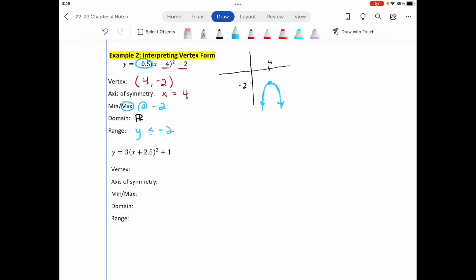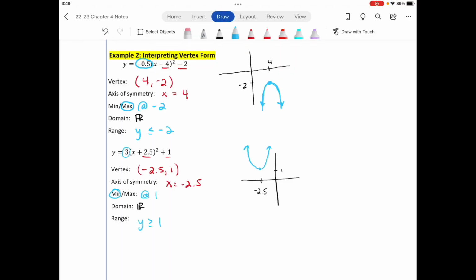Pause the video and give the next one a try. This time, since we have a positive a value, the graph's going to open up, which causes it to have a minimum value. That minimum still occurs at the y-coordinate, which is 1. And because the graph is opening up, our range is going to be y is greater than 1.